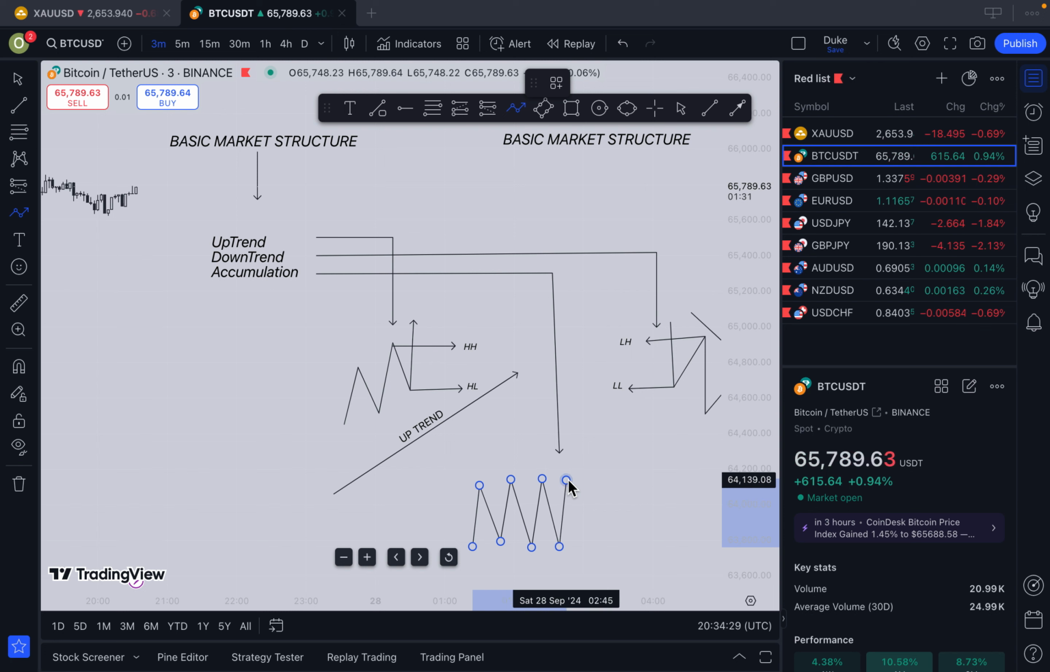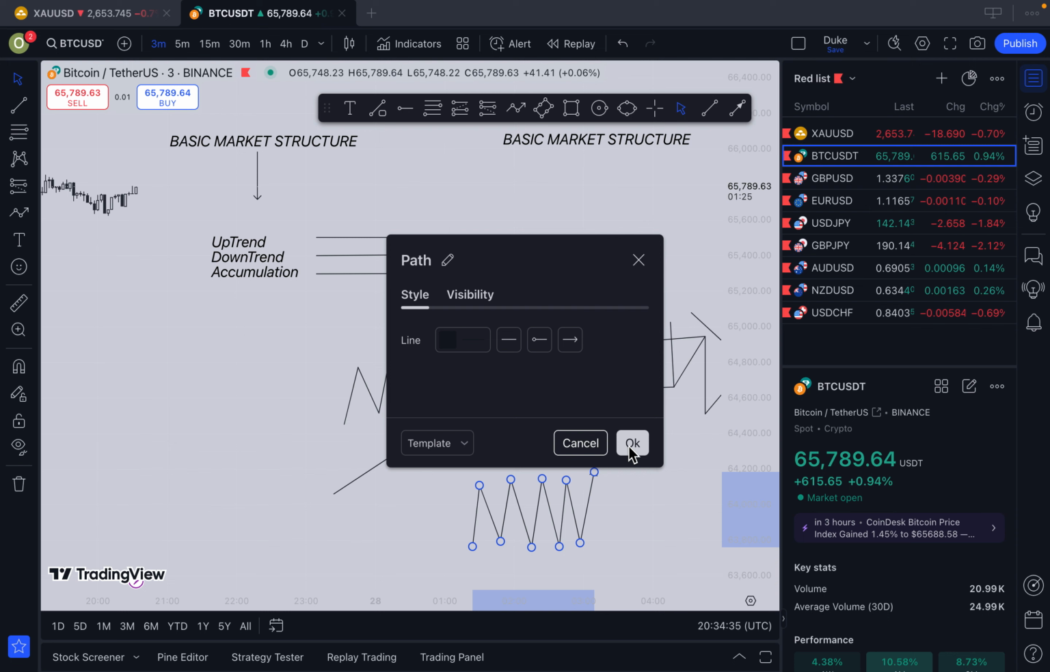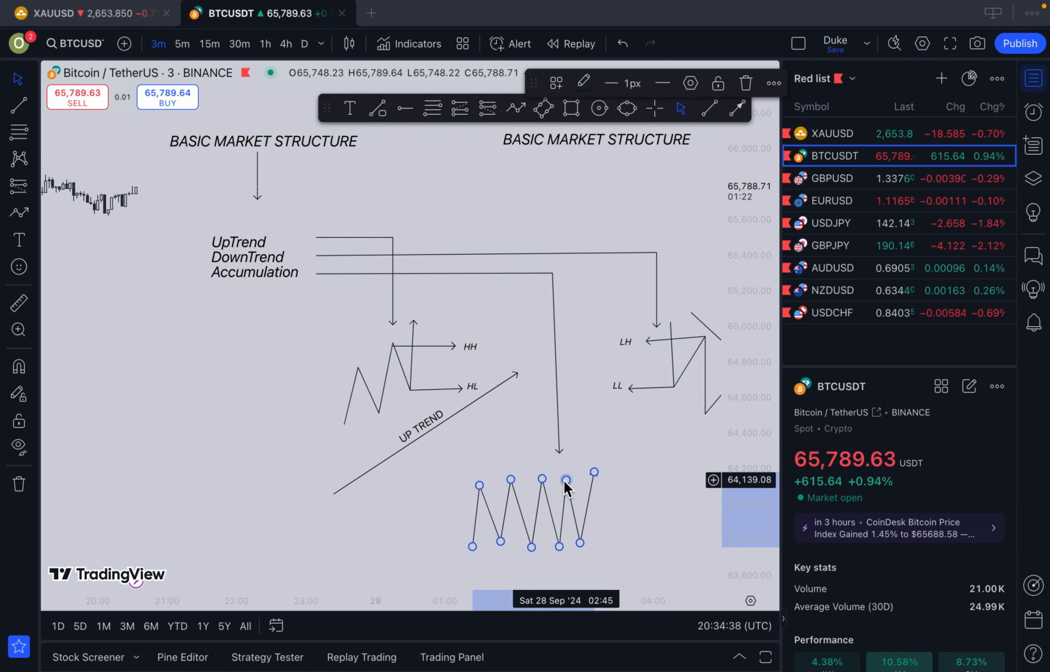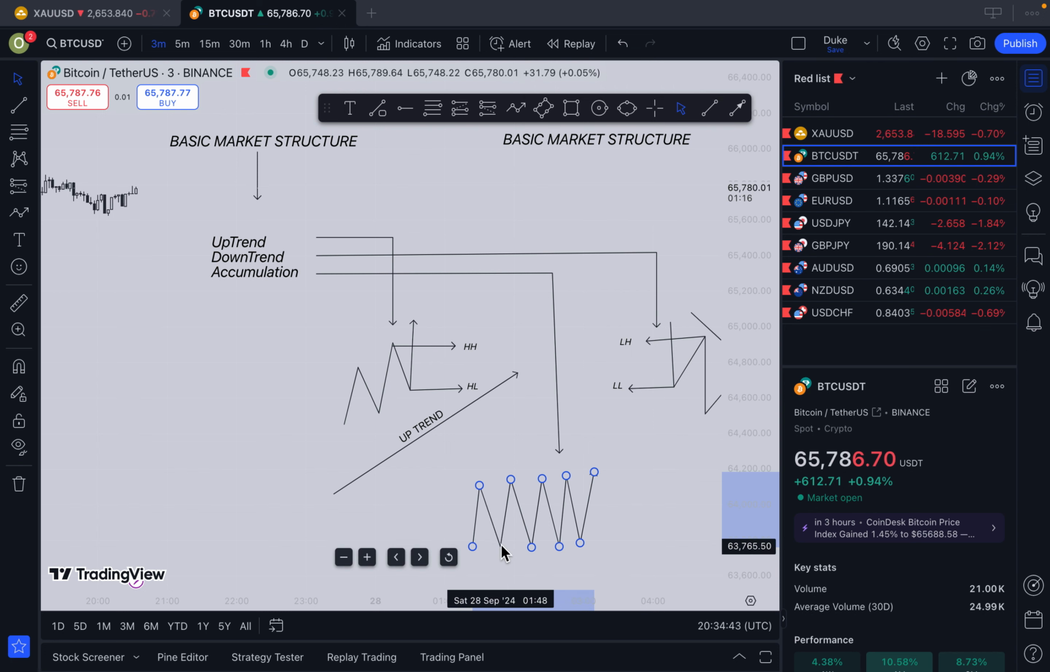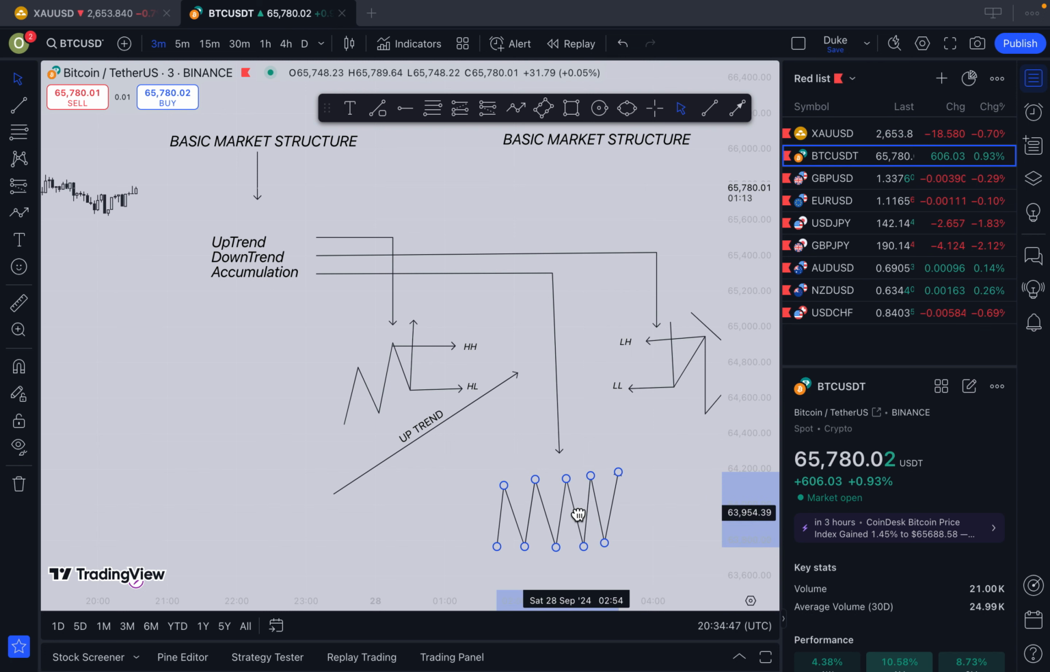You see markets ranging from one place to another. What you need to know is that the buyers and sellers have equal power here. So this is what we call our ranging market. No much explanation, ranging markets.